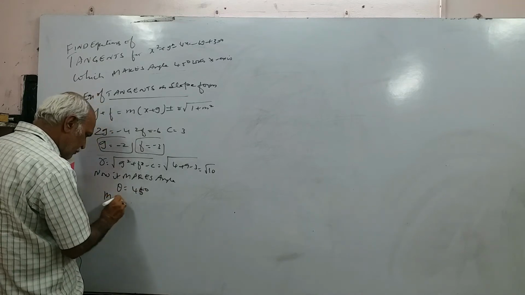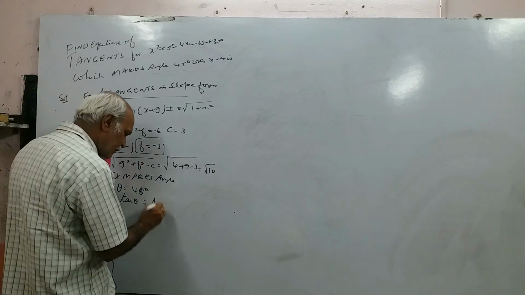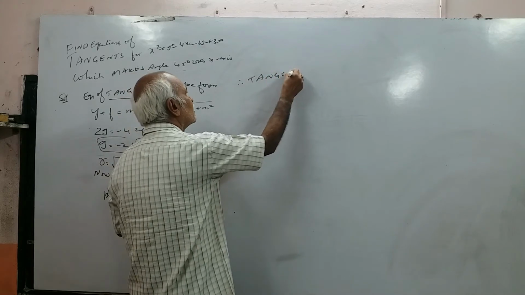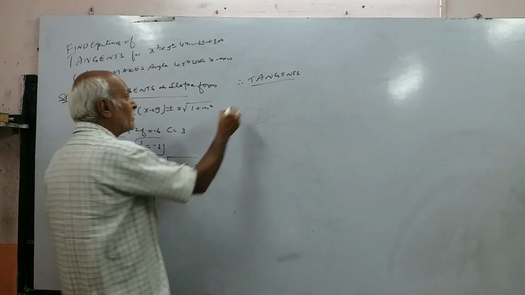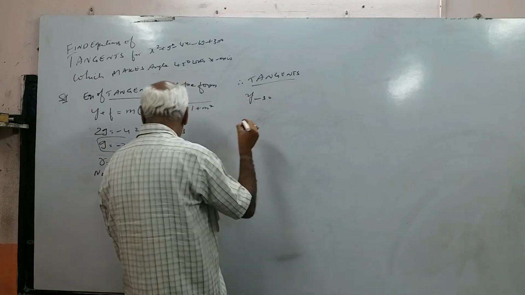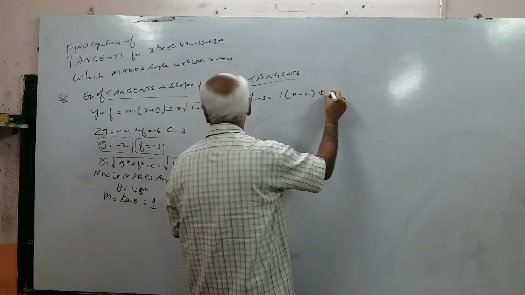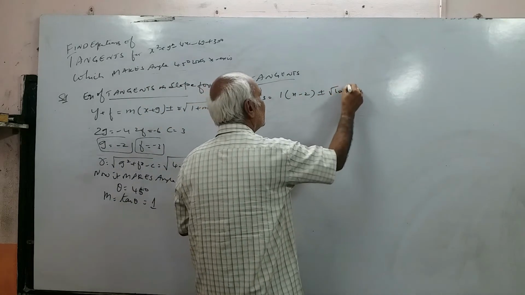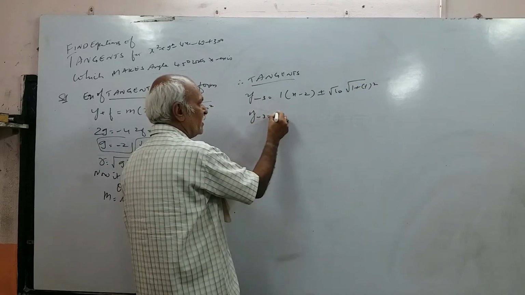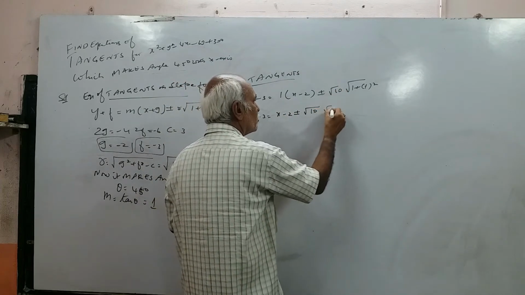Means m is equal to, you know very well, when angle is given, what is the formula? Tan theta. So tan 45 is 1. Therefore tangents. What is tangent? Y plus f. F is what, sir? Minus 3 is equal to m value 1 x minus 2 plus or minus r value root 10 into root of 1 plus 1 square. So y minus 3 is equal to x minus 2 plus or minus root 10 into root 2.